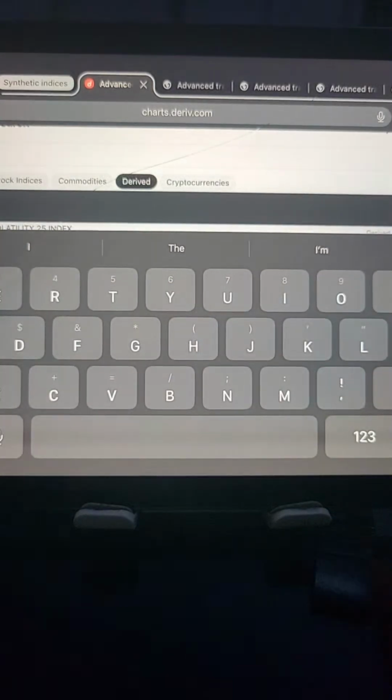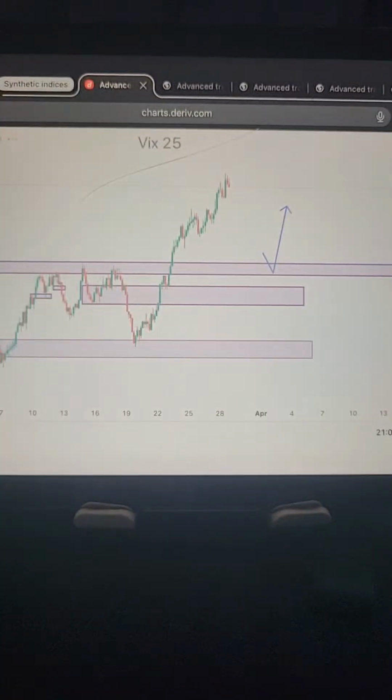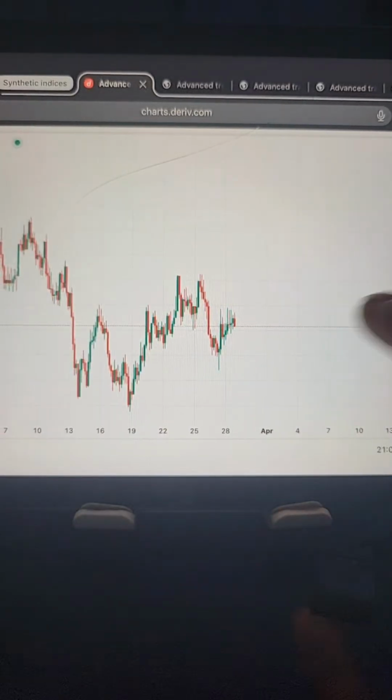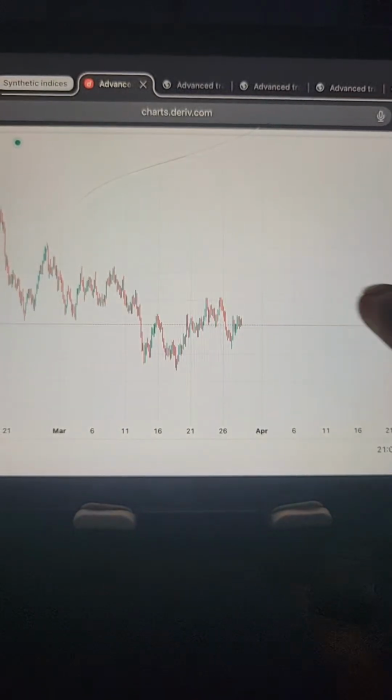So let me check other assets and see if I can see any opportunity. Let's check volatility 50 index. Okay, so you can see clearly that we are in a downtrend on volatility 50 index. We are clearly in a downtrend, guys. So this is a clear downtrend.